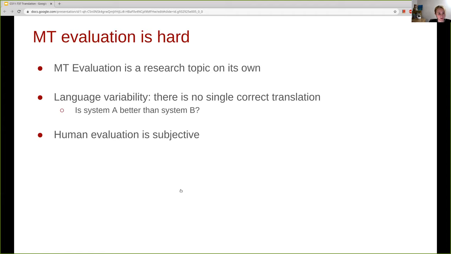In addition, there is an issue of language variability. So there are many possible good translations, and then how would we choose which system is better, for example, if we have two high quality systems? And further, human evaluation is subjective. So given two good systems, there can be a lot of disagreement between people who value different aspects of fluency or adequacy of translation more than others.